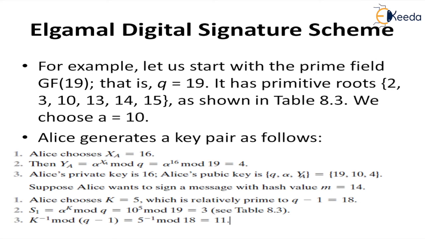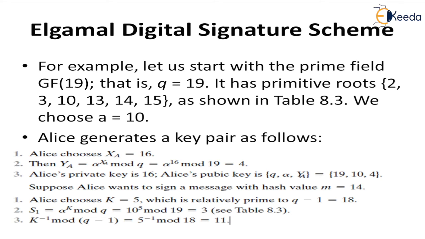Alice generates a key pair as follows. Alice chooses x_A = 16, then y_A = alpha^x_A mod q = alpha^16 mod 19, that is 4. Alice's private key is 16. Alice's public key is {q, alpha, y_A}, that is {19, 10, 4}.